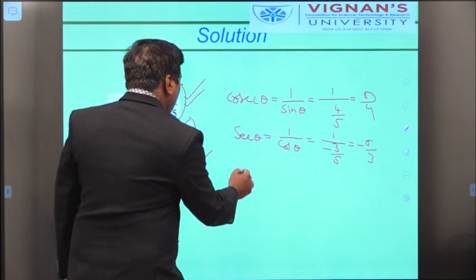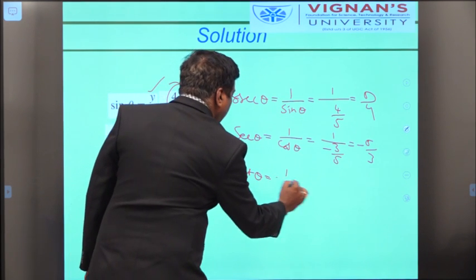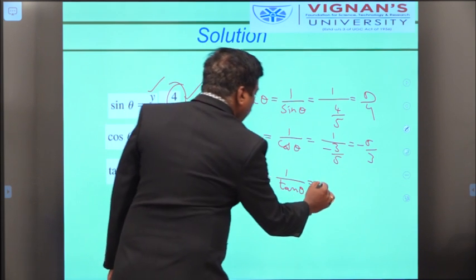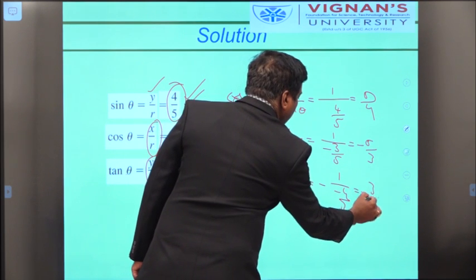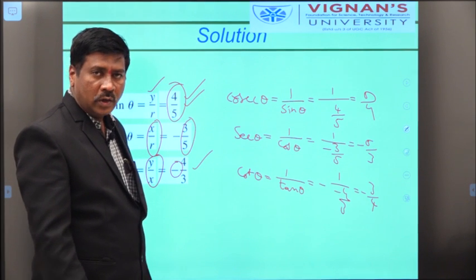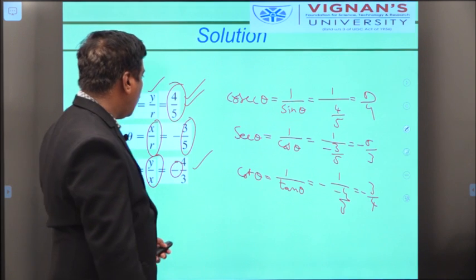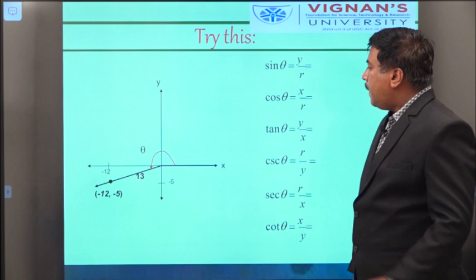Similarly, cot theta is equal to 1 by tan theta, that equals 1 by minus 4 by 3, that equals minus 3 by 4. Likewise, these are the rules and regulations we have to use for finding the trigonometric ratios in such a way. Now, please all of you see this.